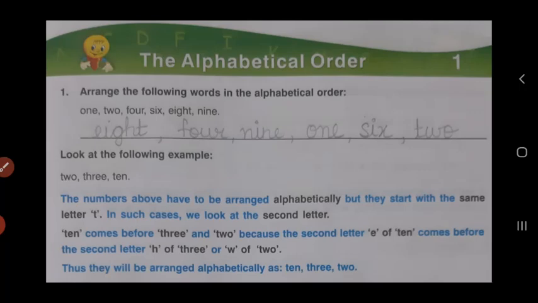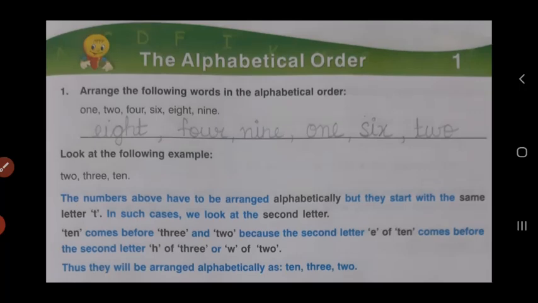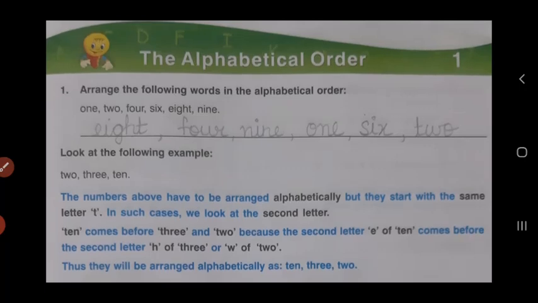Now children, what do you have to do? Always look at the first letter of any word and arrange the first letter in alphabetical order. So let's do this example.